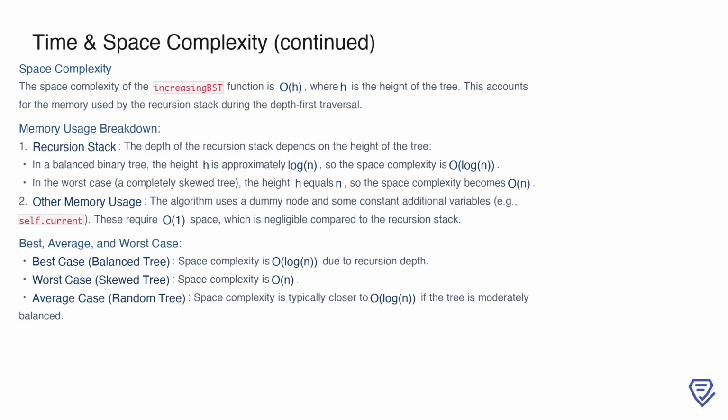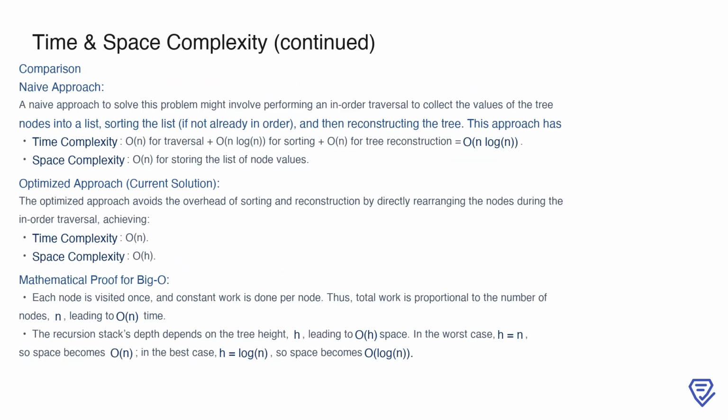Therefore, for the best case, which is a balanced tree, the space complexity is O(log n). In the average case, if the tree is moderately balanced, the space complexity is also closer to O(log n). For the worst case, where the tree is skewed, the space complexity becomes O(n). Now, let's compare the optimized approach to a naive method.